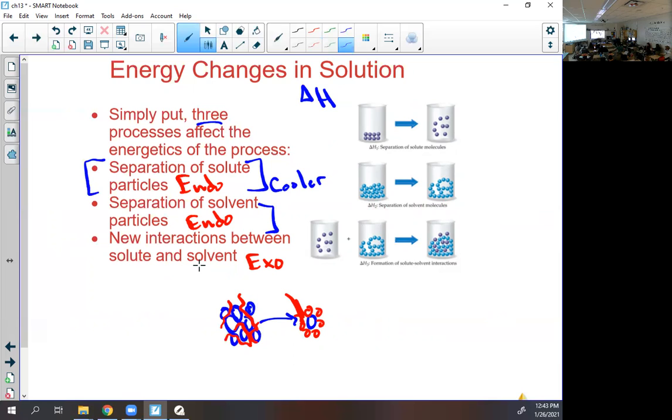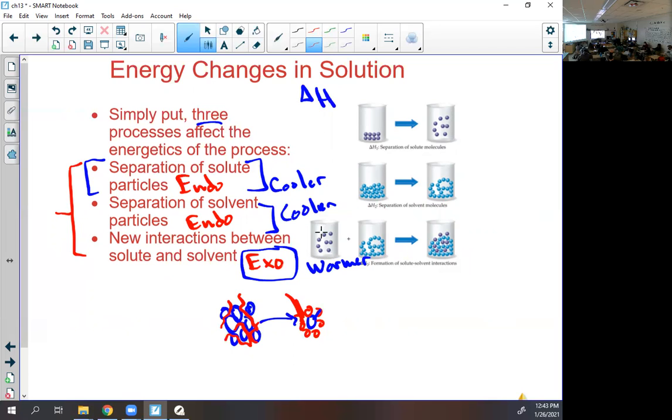Then this step is also endothermic, where the solvent has to spread apart to make room. But the last part, the attraction between these two, is always exothermic. So these two make it cooler. This one makes it warmer. And here's the deal: there's math involved that we do not have to do.